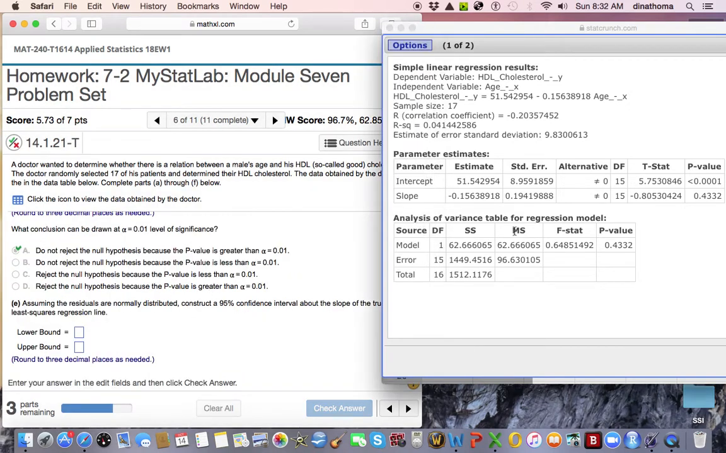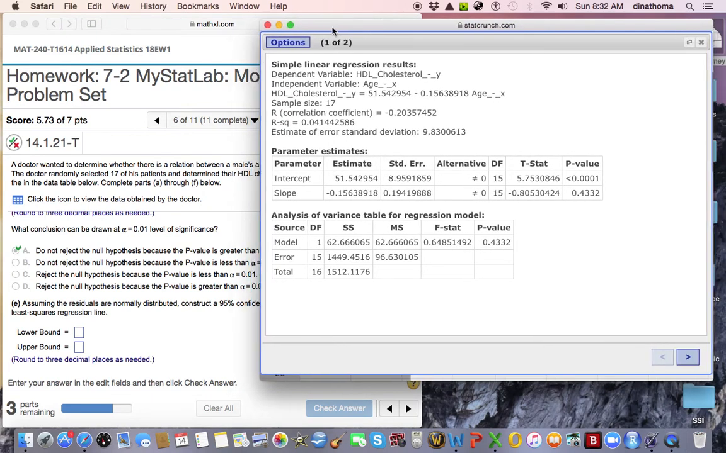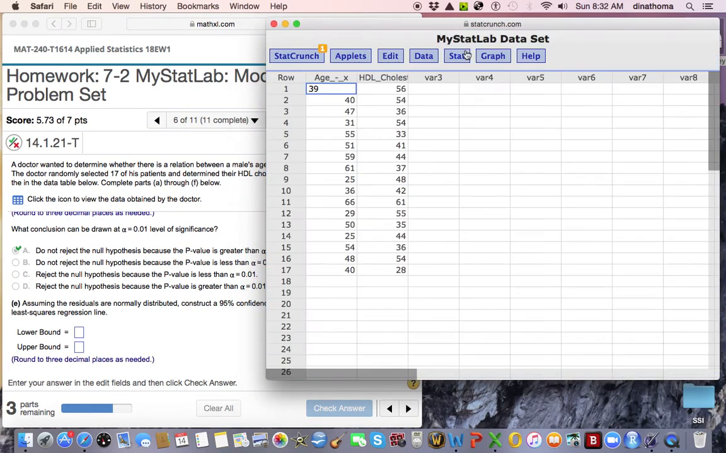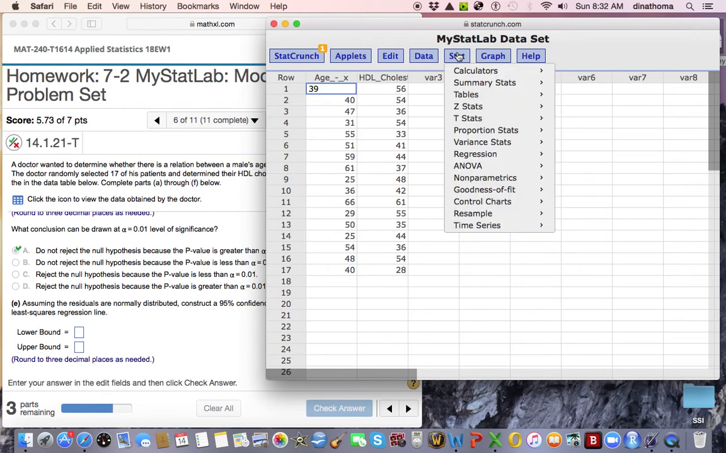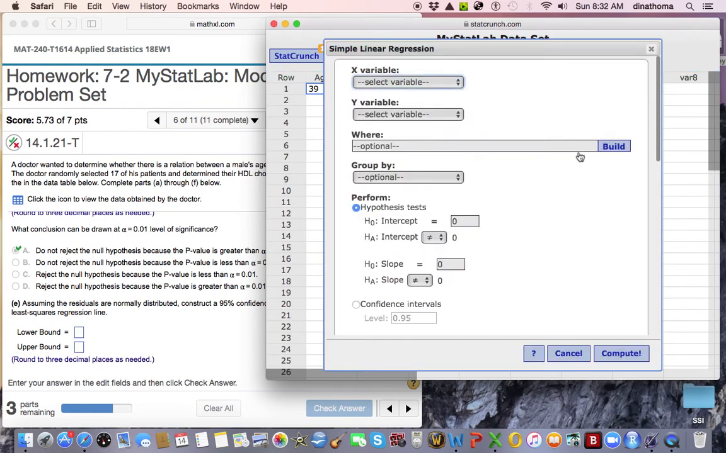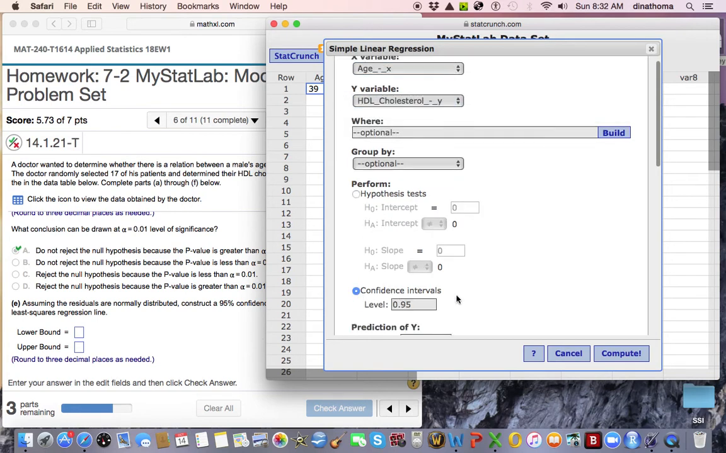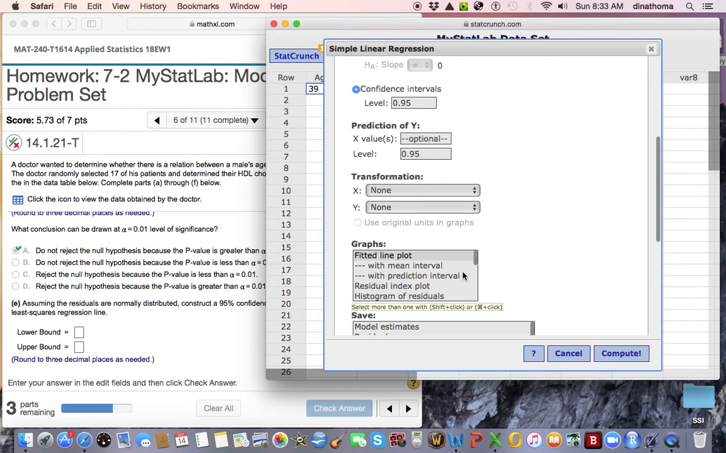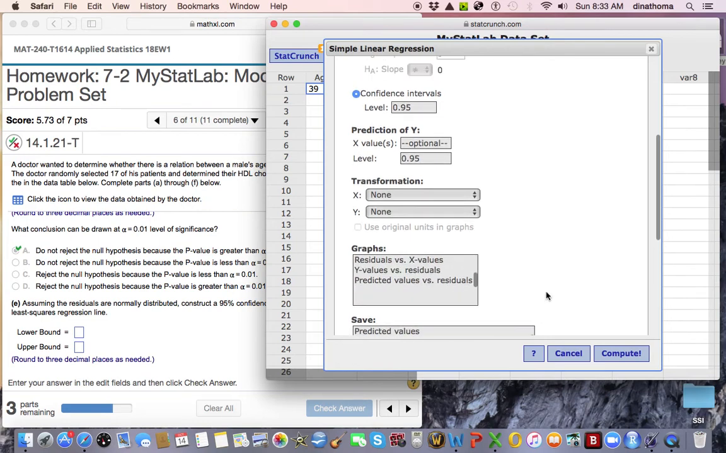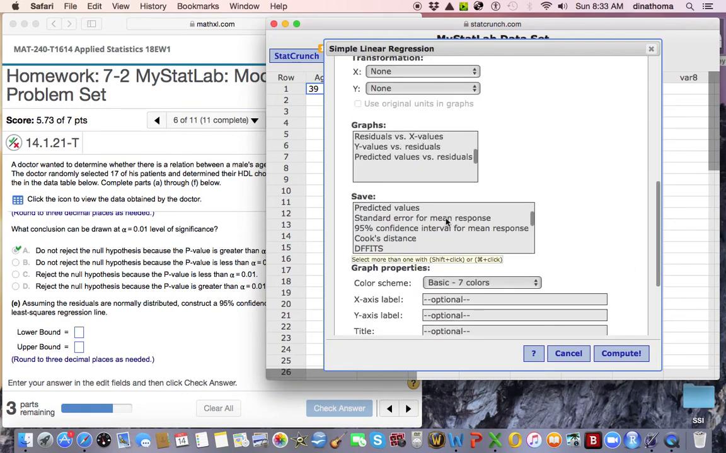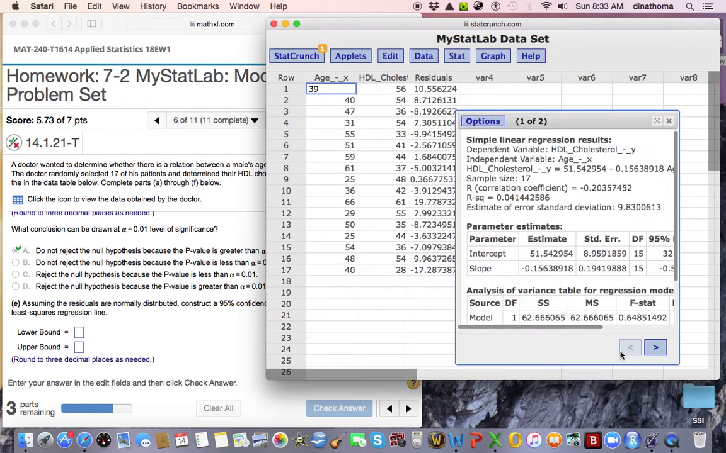All right, now I want to build a confidence interval. And because of the limitations of this software, I have to rerun the analysis. So my stat, regression, simple linear regression. Make sure you check what kind of confidence interval you want to build. In this case, we're at 95%. If it's something other than that, make sure you change it. Let's save our residuals here, because I want to show you how to use them. Residuals, and then hit compute. And you notice when I do that, it creates my residuals.